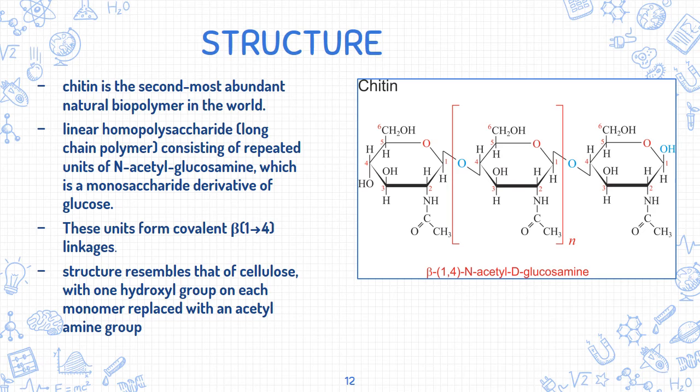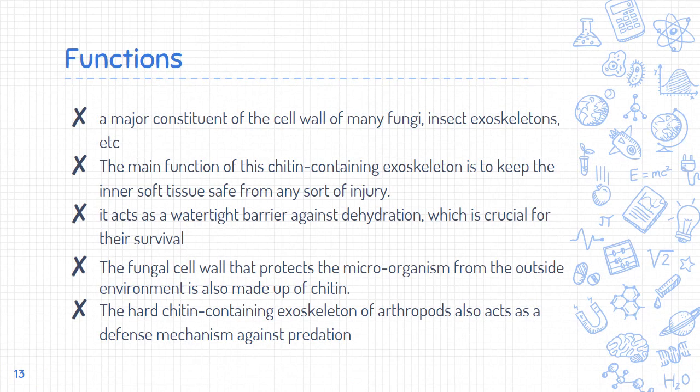These N-acetyl glucosamine units are linked together by beta-1,4 glycosidic linkages, and the structure of chitin is very similar to cellulose, but the hydroxyl group on each monomer is replaced by an acetylamine group. So that is the difference. If you study the structure of cellulose, you can write it for chitin, but instead of the hydroxyl group at the C2 position, you need to write the acetylamine group.